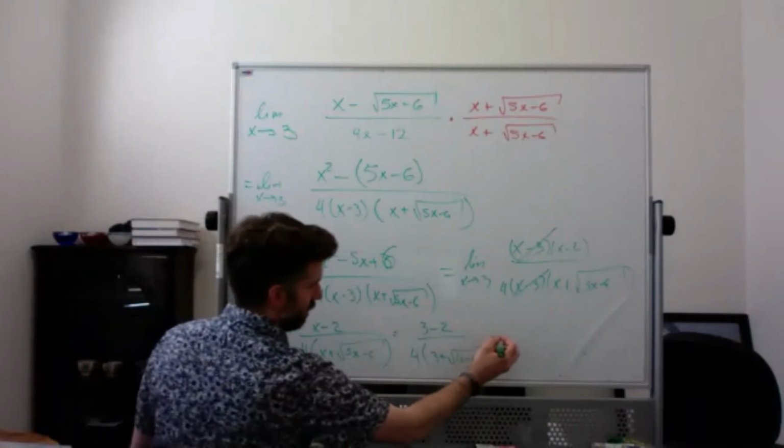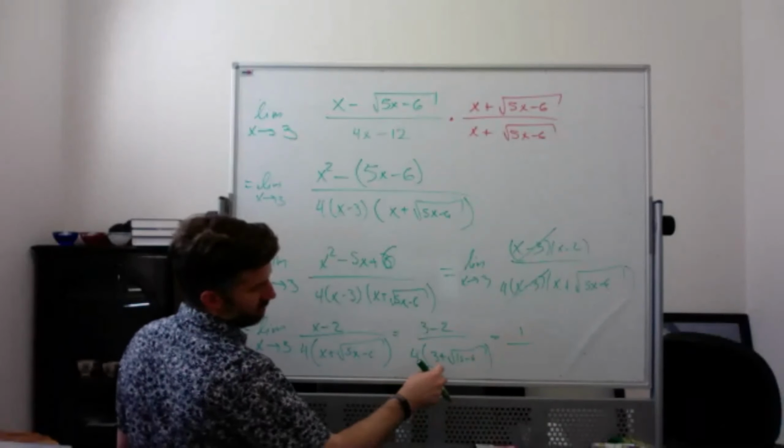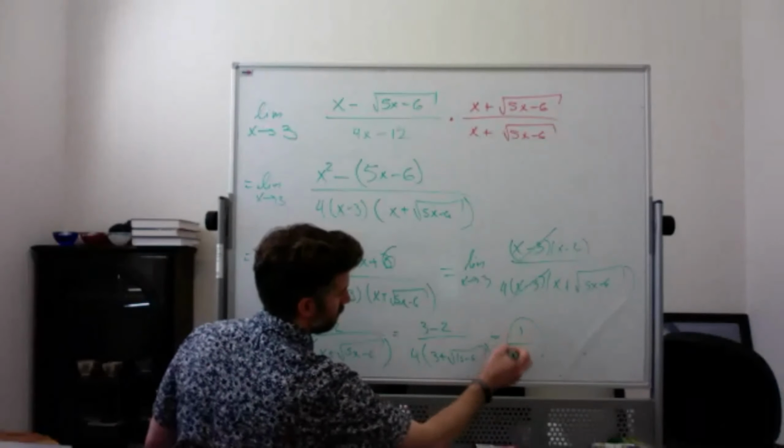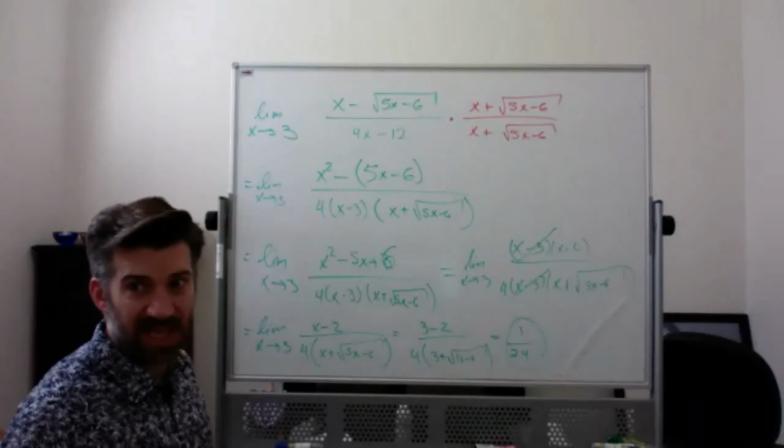That's going to end up being 1 over 4 times 3 plus 3, which is 6. 4 times 6 is 24. So that's how you do one like that.